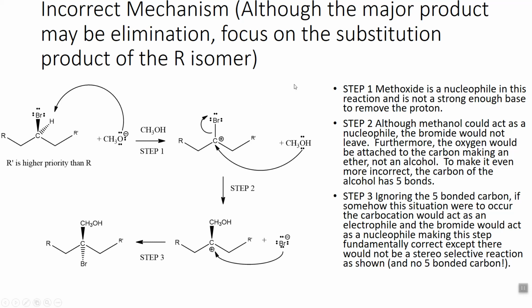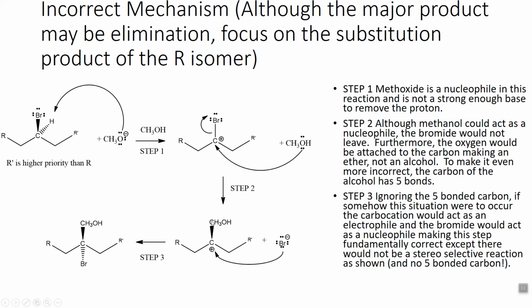In the second step, we do have a plus charge here, and we have methanol acting as a nucleophile. This is theoretically possible, right? If you had a carbocation here, you could have methanol acting as a nucleophile and attacking here. However, if it did, you'd have 4 bonded carbon at this position, okay, and the bromine wouldn't have any need to come off, so that is incorrect.